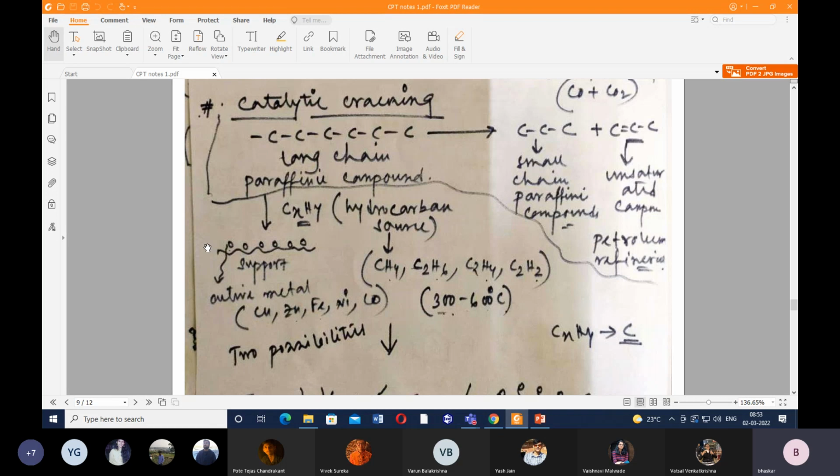Now it is probably clear to you what a support is and what the active metal is. Here I have shown you a pictorial representation of a support. This is our support, and on top of the support I have a dispersion of active metals. These small spherical particles are our active metal, and this is our support material. So what could be our active metal?